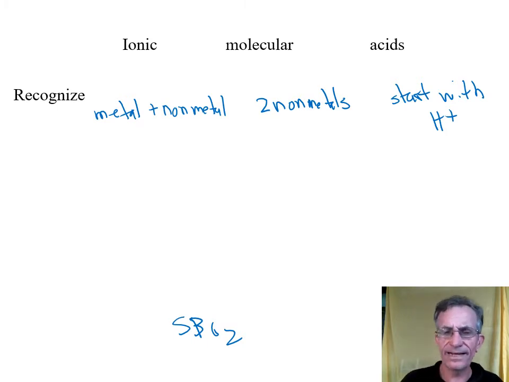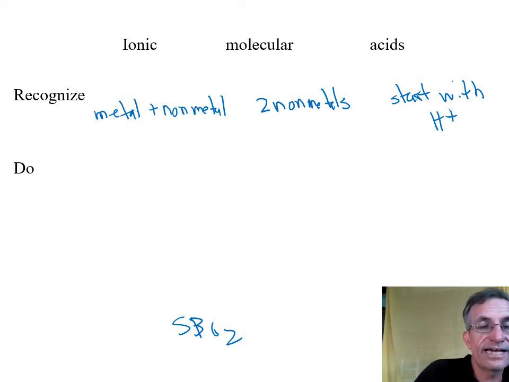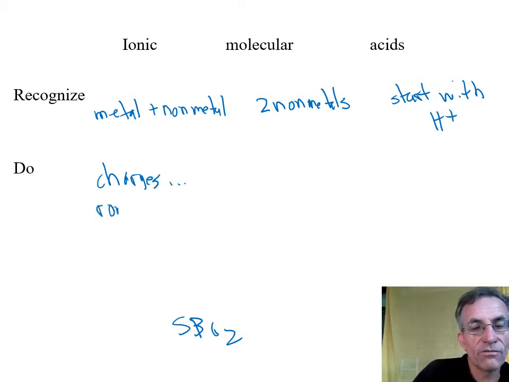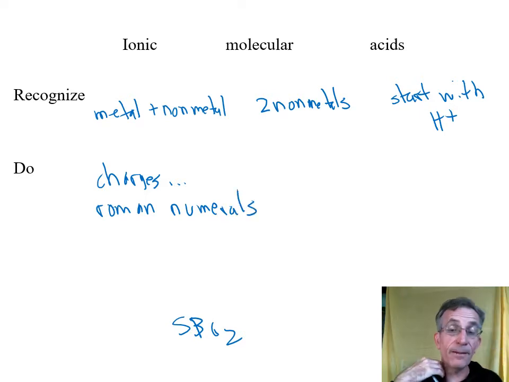So let me remind you a little bit about the naming. What do you do once you realize, oh my God, I've got an ionic compound? These are the ones where you have to worry about charges. These are the ones where you might need a Roman numeral. If it's a metal that can make more than one charge, you use Roman numerals.